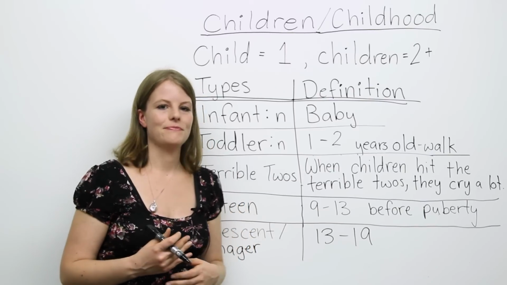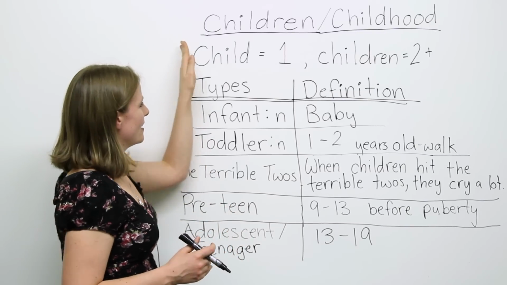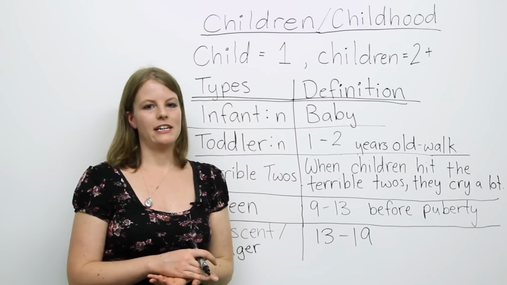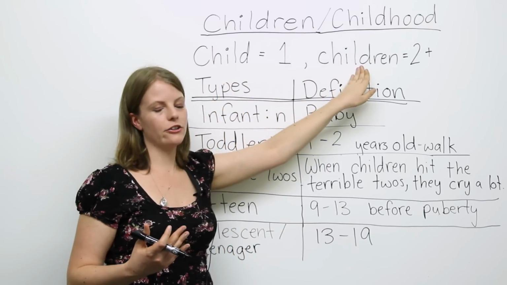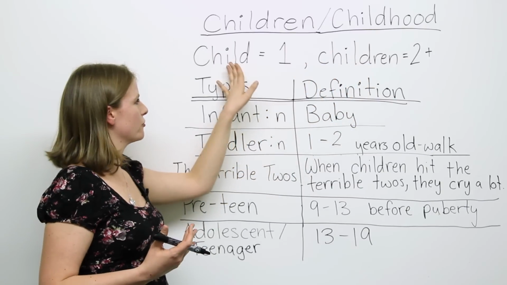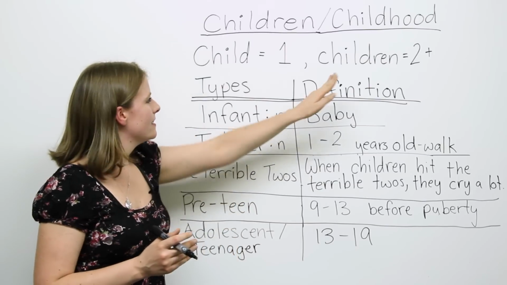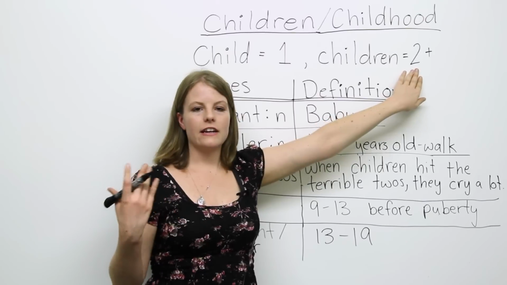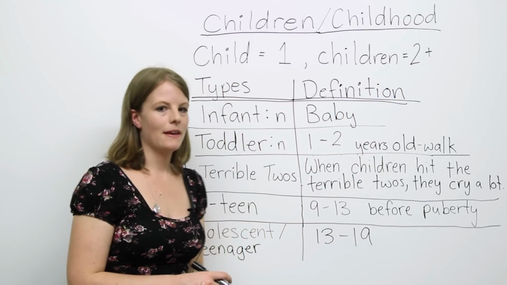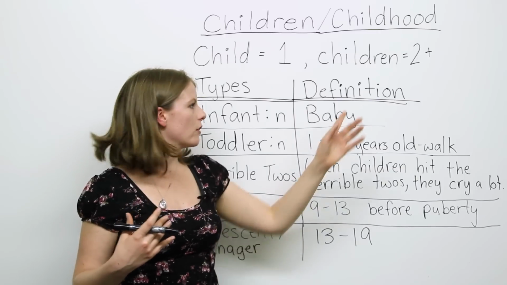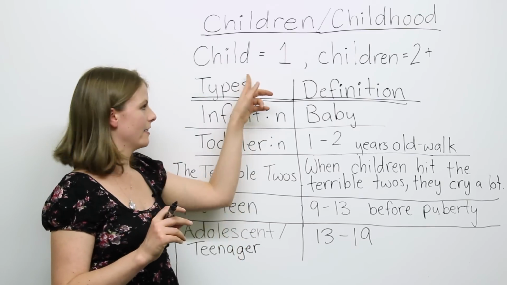So let's get started. Sorry about the siren, guys. Okay. So a common grammatical mistake people make is they don't know when to use child and when to use children. So first of all, child means one kid, one child. Children is two or more. Okay? So my friend has 3 children. My other friend has just 1 child.